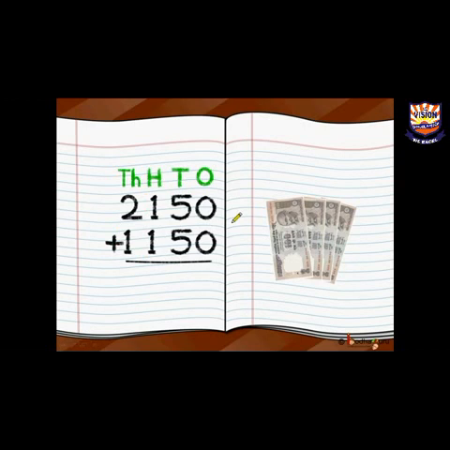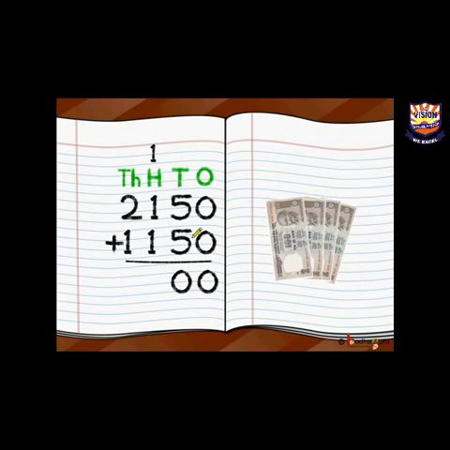Now let's start adding numbers. First we will add the ones values. 0 plus 0 will be 0. 5 plus 5 will be 10. Here we will move the one towards the place of hundreds.